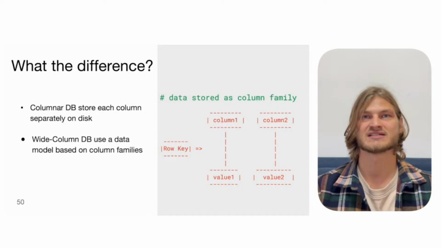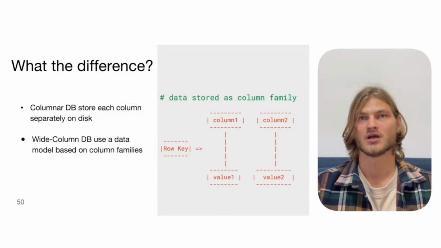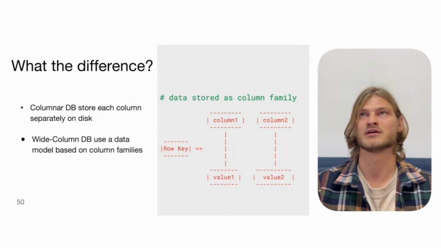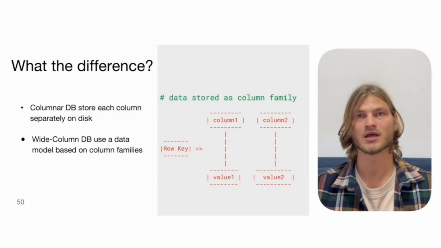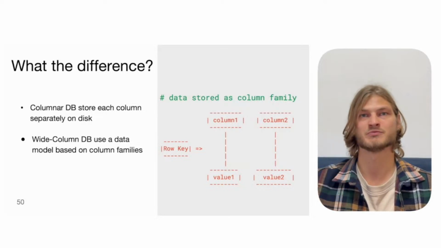So what is a column family? As you can see in the picture, it's an example of a column family. You can see the row key. I think we can speak about the row key as about the partition key. So it's like the primary key in a relational DB, for example.